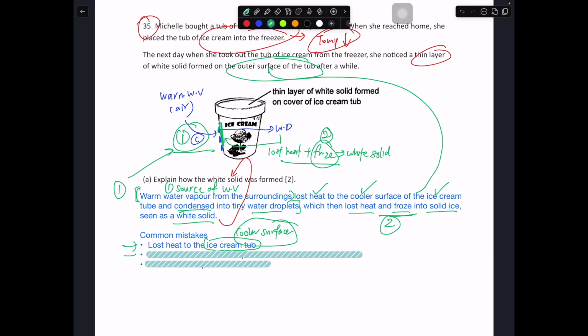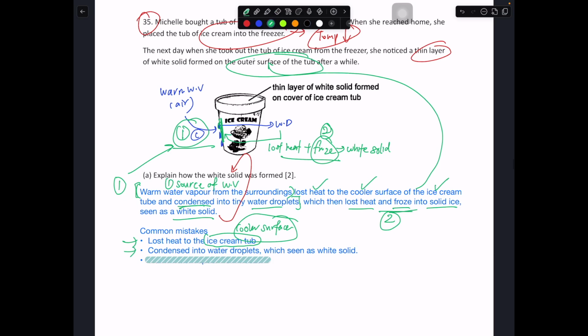The second mistake is that people write condensed into water droplets seen as white solid. So they are trying to say the water droplets are the white solid. Straight away wrong. Why wrong? Because a water droplet is in a liquid state. It is not solid. So you have to continue to write this part: lose heat and freeze into white solid. You have to add that part in. Then the third mistake is saying warm water vapor from the freezer. You really say that it's the freezer. In the freezer, usually the temperature of the air inside is very low.